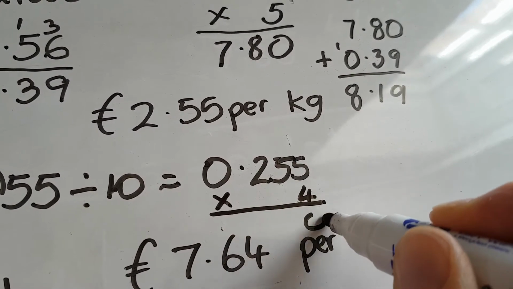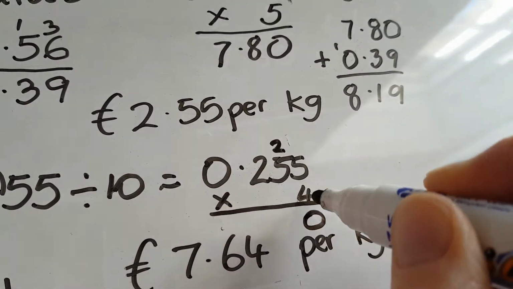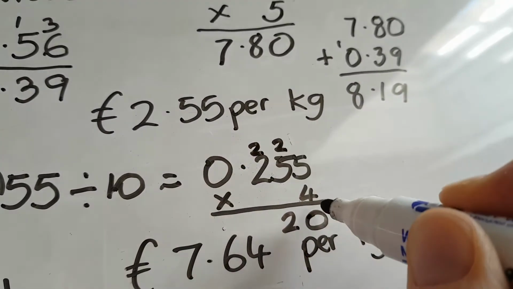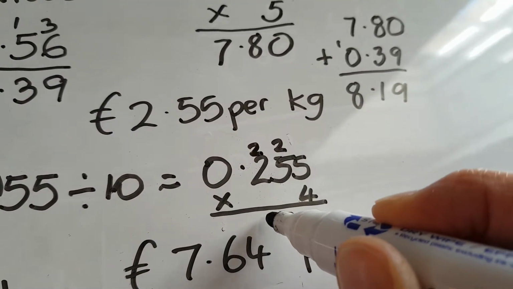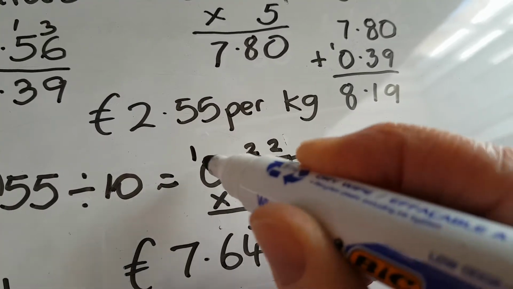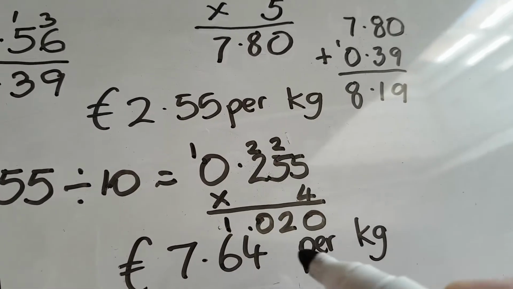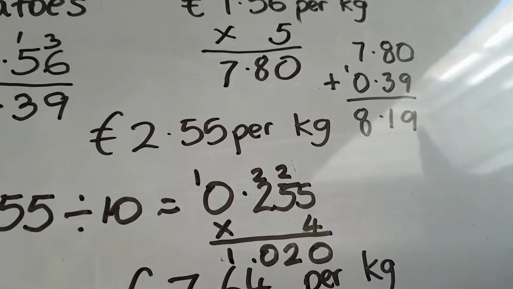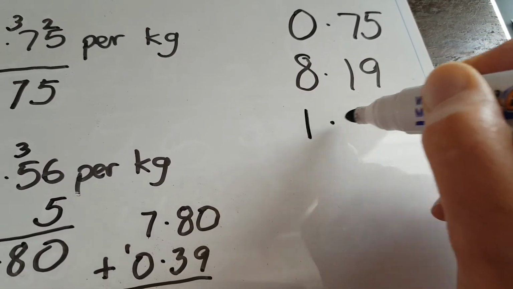4 5s are 20, carry my 2. 4 5s are 20 and 2 is 22. 4 2s are 8 and 2 is 10. 4 times 0 is 0 and 1 is 1. So €1 and 2 cents is what she paid for the parsnips.